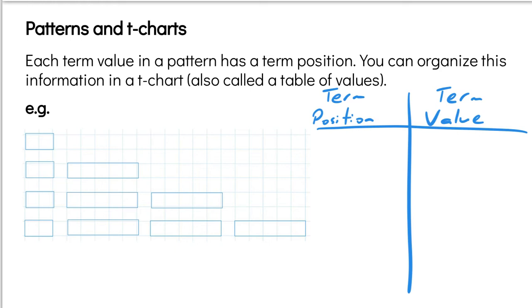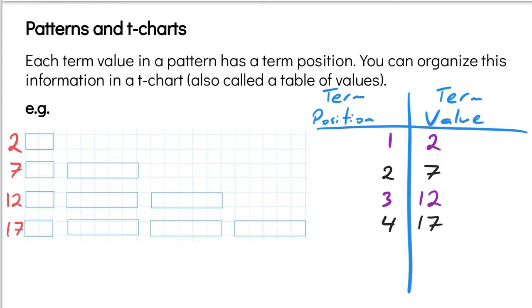Here's our first term right here, and it has a value of 2. Our second term, if we counted all these squares, would have a value of 7. Our third term would have a value of 12. We're increasing by 5 each time. And then we'd have 17. So in the first position, the first term has a value of 2. The second term here has a value of 7. The third term has a value of 12. And the fourth term has a value of 17. And there we go, we've got our t-chart.